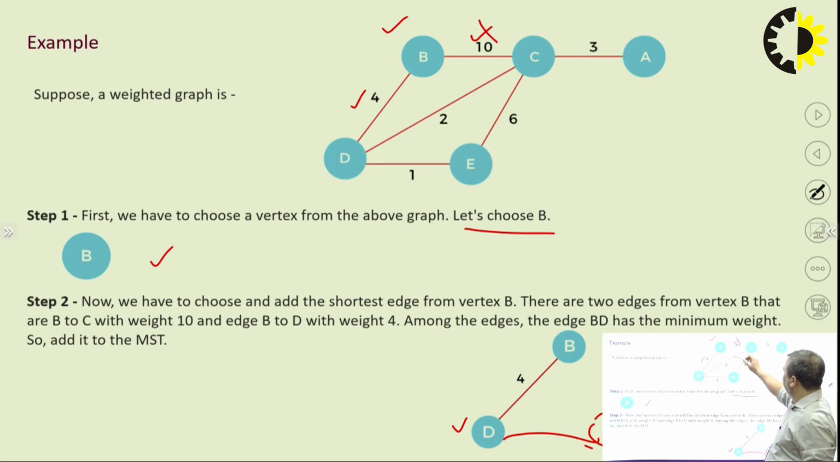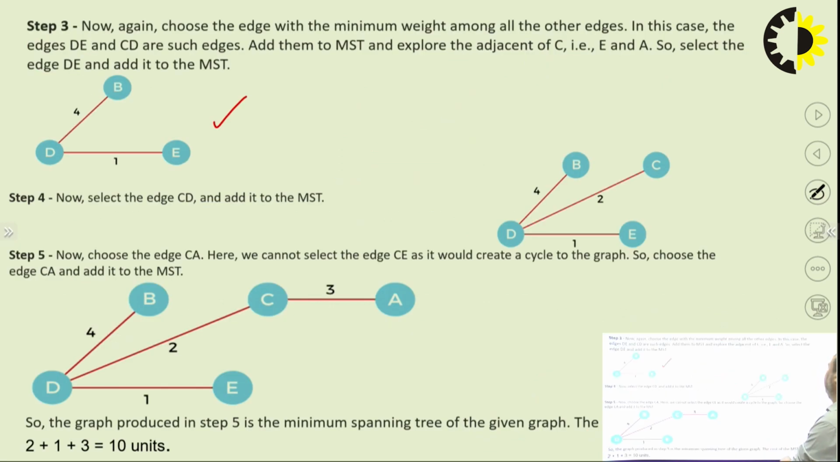Out of that, which one has less weight and is not included yet? D to C, because D to C has minimal weight, rather than B to C which is 10, rather than E to C which is 6. Out of 10 to 6, which will be minimum? 2. So we will draw D to C, and there is no cycle. So how many vertices have come? B, C, D, E. One has not come, A.